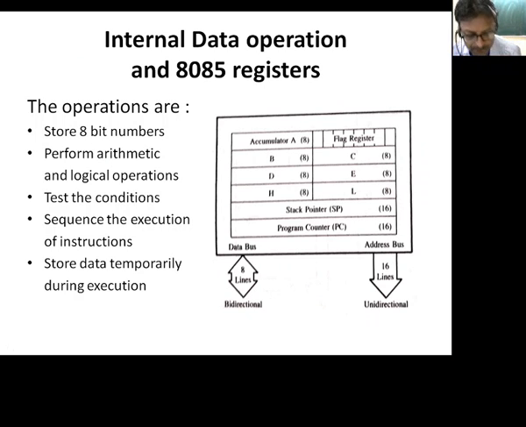Now the second function which the microprocessor performs is the internal data operation. The internal data operation of 8085 includes many operations. It includes storing of 8-bit numbers, performing arithmetic and logic operations, and testing conditions. Testing the condition means that after doing any arithmetic or logic operation, it has to test the condition depending upon the requirement of the problem.